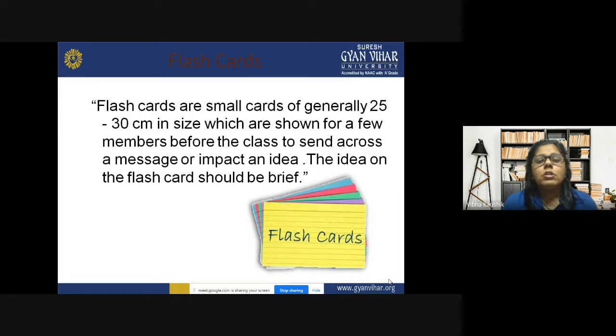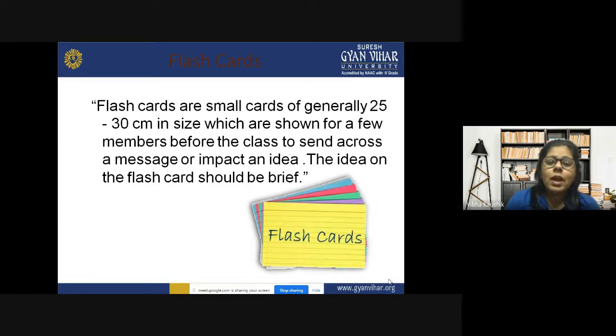Flashcards are small cards of generally 25 to 30 centimeters. Means the size of these cards is very small, and they are shown to a few members, so flashcards can be used to teach a few students or a small group before the class. They can be used by the teacher before he is going to teach a particular concept, to send across a message or impart an idea.